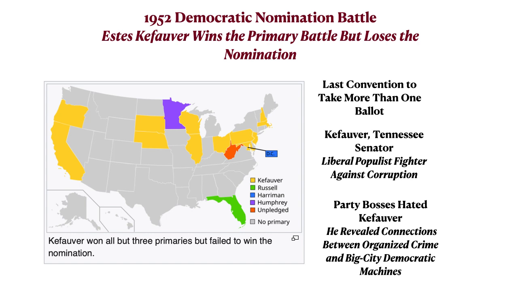He had taken on party bosses and revealed their connections between big city Democratic machines and organized crime. And as a Democrat, it won him no affection from, of course, those party bosses in the large cities, and that meant there was a lot of opposition.